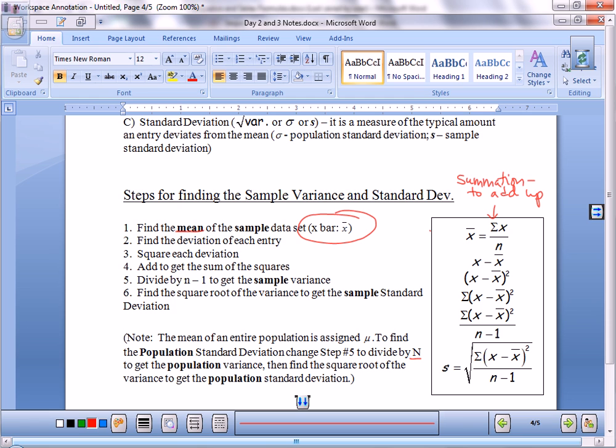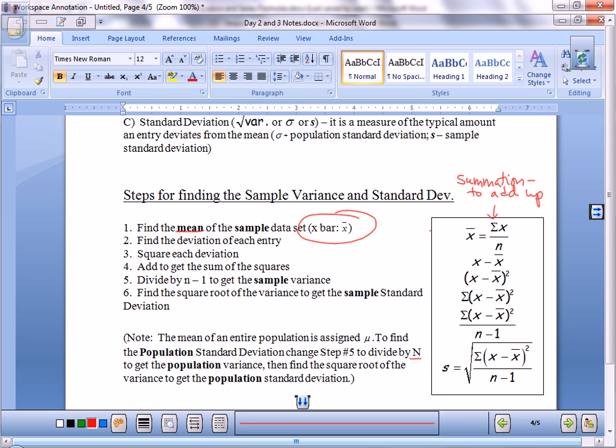Now, the next thing is the deviation. Deviation is difference, right, from each entry. So what we do is we take each entry and subtract the mean from it. What is the difference? Then we're going to square each of those deviations. So you take that difference and square it.